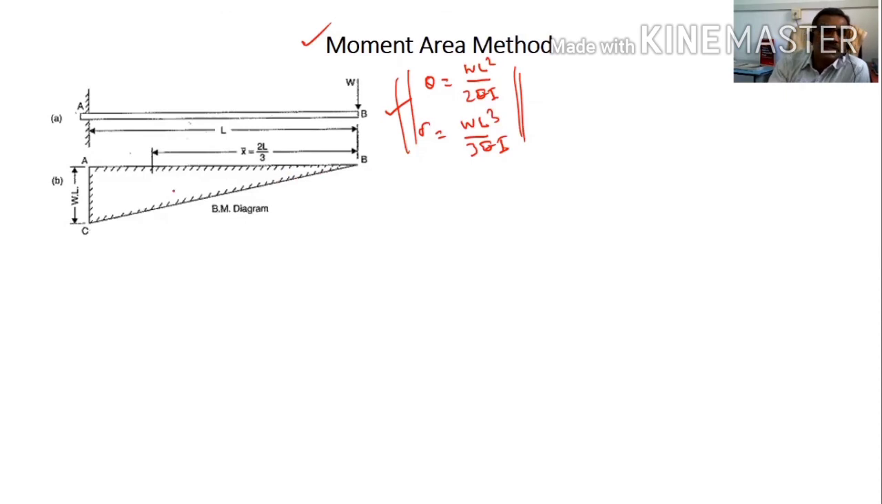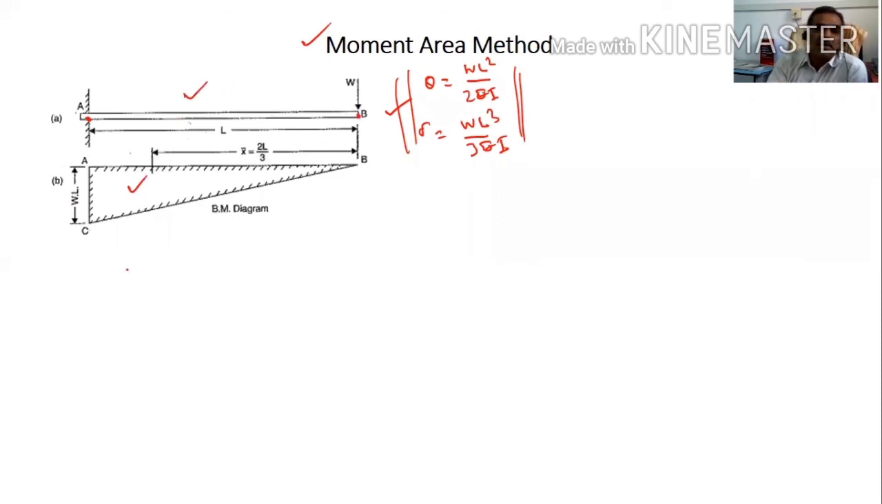Then this will be the moment diagram. Here it will be 0. At this point, what will be the moment? W into L. So it will be like a triangle. This is the moment diagram for this beam.